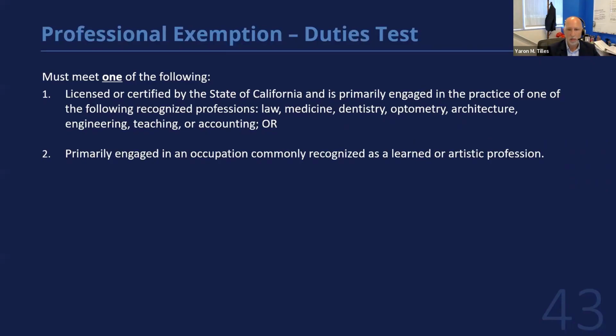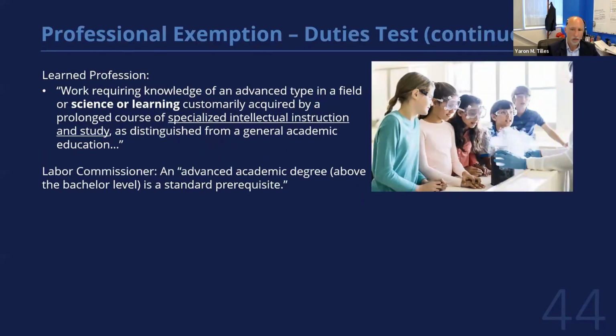Last of the white collar exemptions is the professional exemption. You must meet one of the following criteria. You need to be licensed or certified by the state of California and primarily engaged in the practice of one of the following recognized professions: law, medicine, dentistry, optometry, architecture, engineering, teaching, or accounting, or primarily engaged in an occupation commonly recognized as a learned or artistic profession. Next slide. Unlicensed professionals may be exempt as learned professionals.